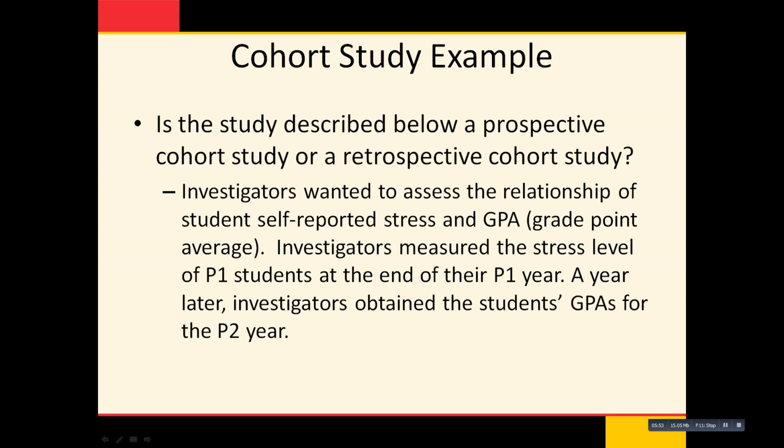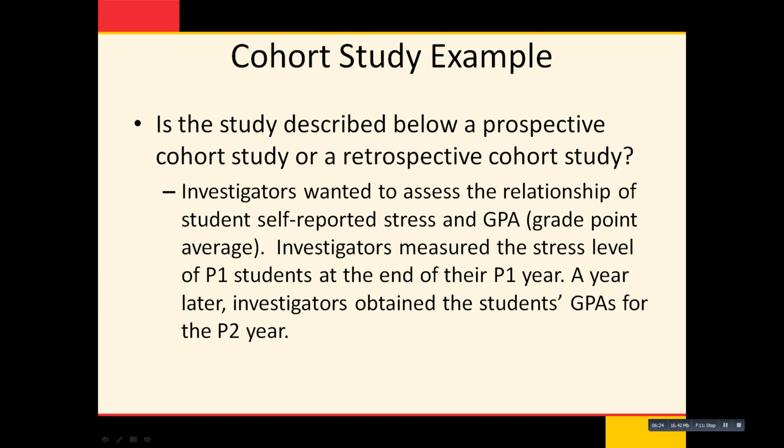If you said prospective cohort study, you would be right, because when the investigator gets involved, the stress level, the exposure, is already determined, stress level of P1 students at the end of their P1 year, but then the investigator follows students all during the P2 year to determine their GPA. So you have the exposure status of exposed and unexposed at the beginning, and follow them forward in time to determine the outcome. So this is a prospective cohort study.